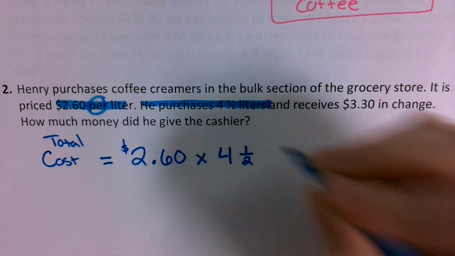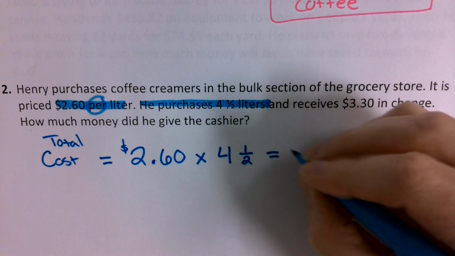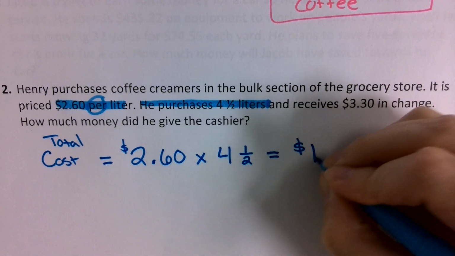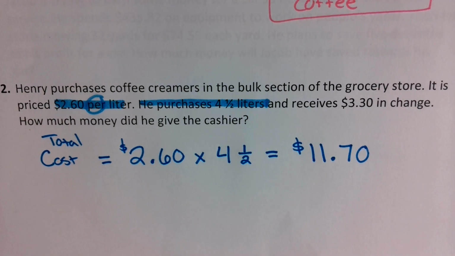I'm going to figure out my total cost by doing $2.60 multiplied by what I'm purchasing, 4.5. So if we do $2.60 times 4.5, what is that going to come out to, Brian? $11 and what? 70 cents. $11.70. It says 11.7, but guys, there's a 0 behind it. That's not $11.07, it's $11.70. That's the total cost for the creamers.